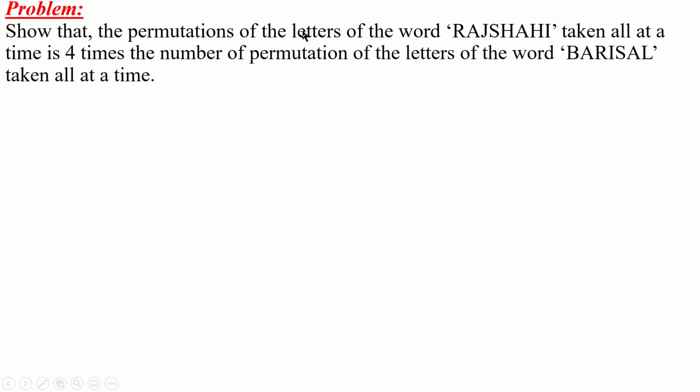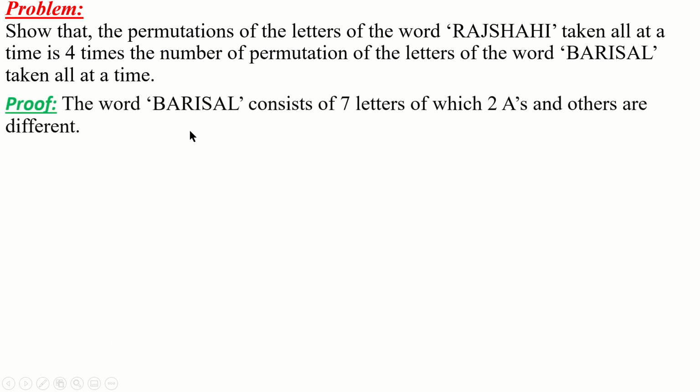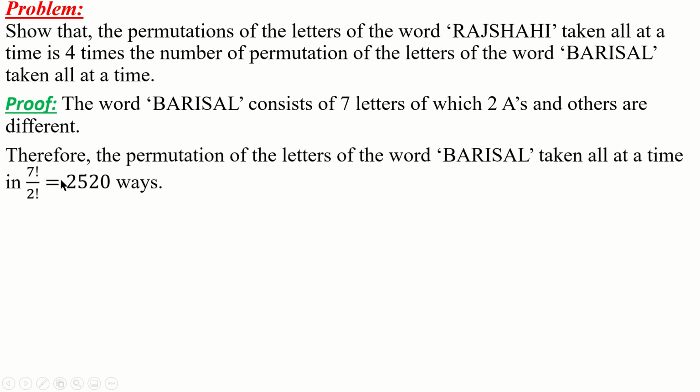Problem: show that the permutations of the letters of the word Rajshahi taken all at a time is 4 times the number of permutations of the letters of the word Borishal taken all at a time. So at first you have to find the number of permutations of the letters of the word Borishal. Here the total letters are 1, 2, 3, 4, 5, 6, 7. Are all different? No, here A is used 2 times. Therefore, the number of permutations will be 7 factorial divided by 2 factorial.